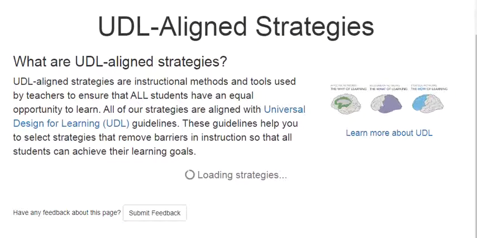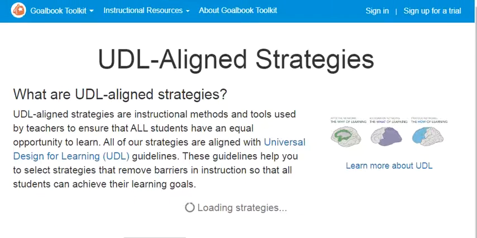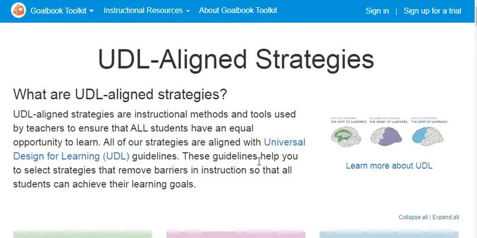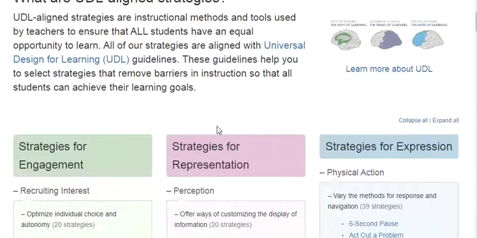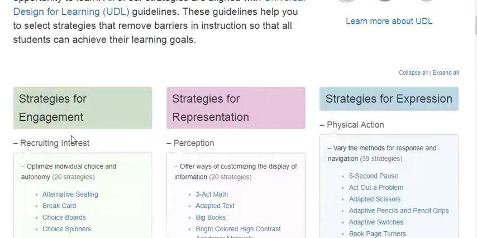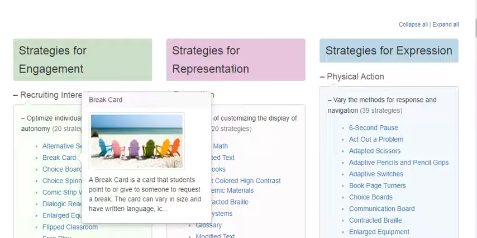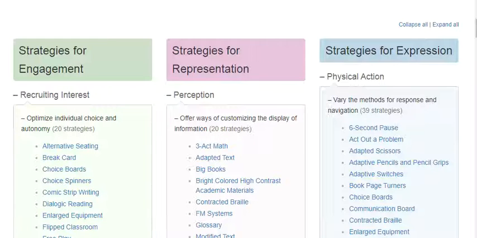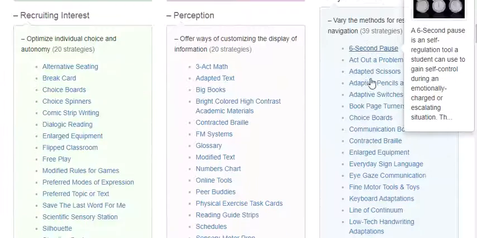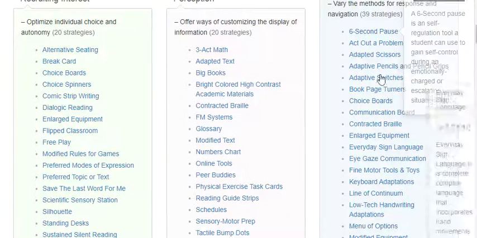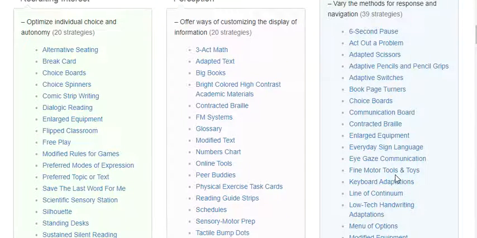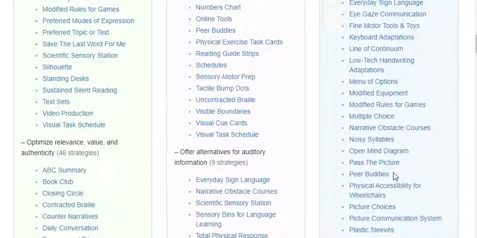And so when we think about UDL, we're really thinking about how we are making sparks and connections for students using different parts of their brains. So strategies for engagement, and there is a plethora listed here that you can pull from. There's also strategies for representation, and then strategies for expression. So thinking about ways that students can respond, which fits perfectly in this module. Again, there are several resources here that you can pull from.